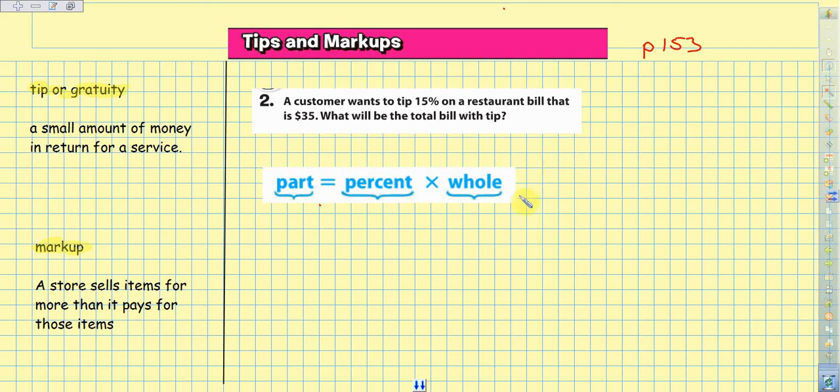Okay, welcome back. What we have here is tips and markups. Well, first we're going to start out with a tip.